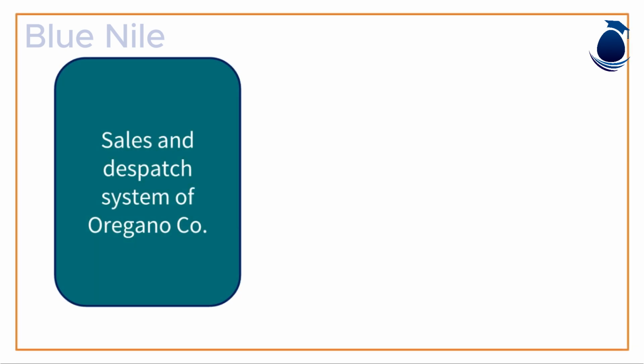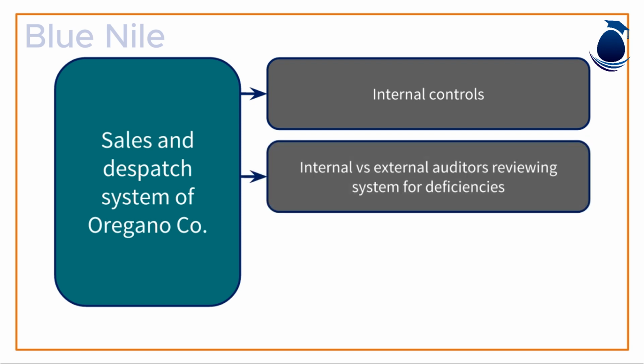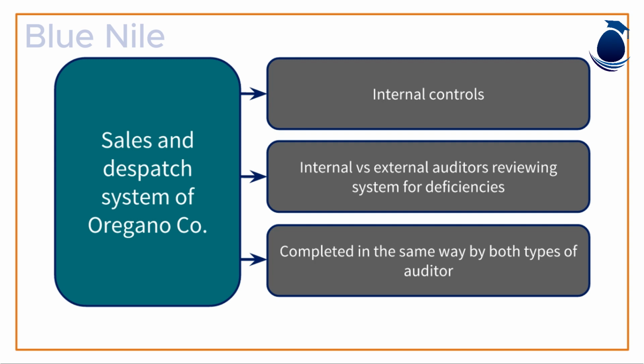This question has a scenario explaining the sales and dispatch system of oregano. The requirements beneath it all relate to internal controls in some shape or form. Unlike many internal control questions, the scenario is based on the internal audit department reviewing the system for deficiencies instead of the external auditors. This, however, has no impact on the way you answer this type of question, as the type of work is completed in the same way by both types of auditor.